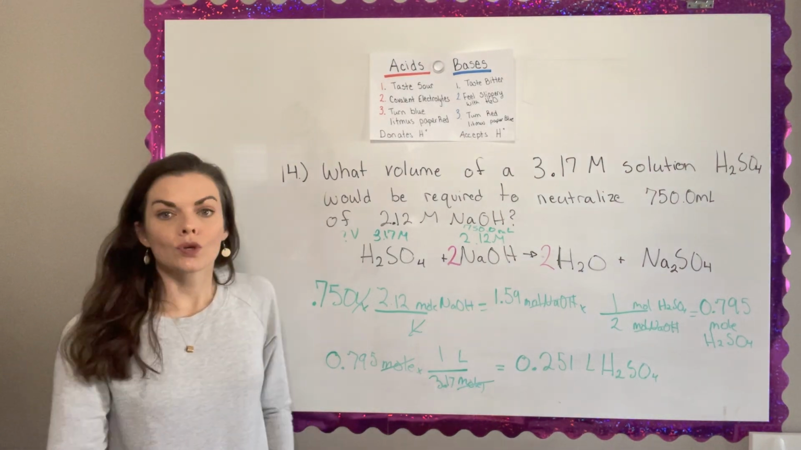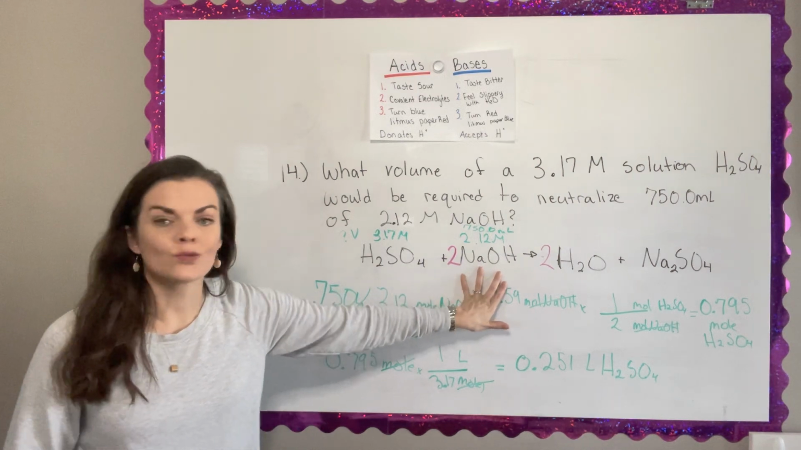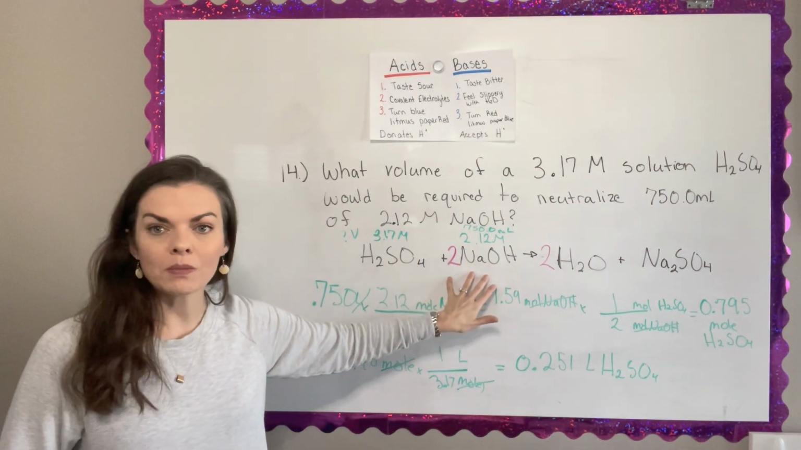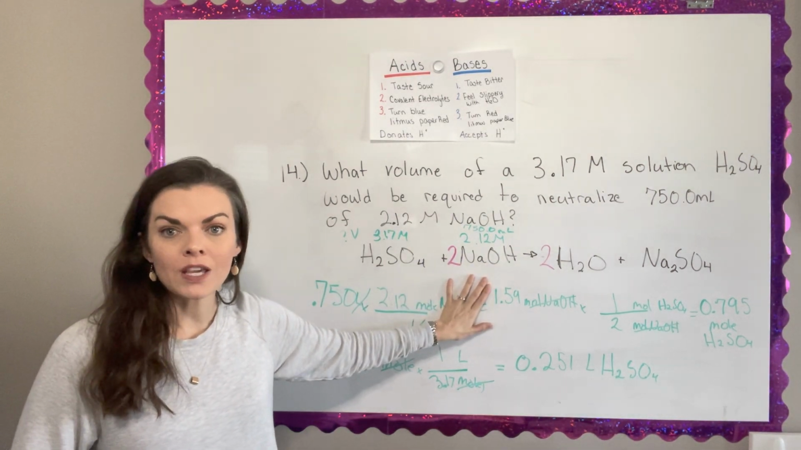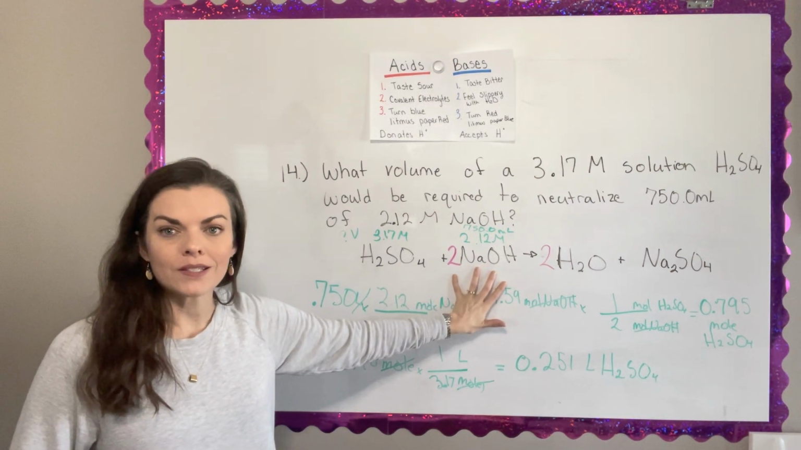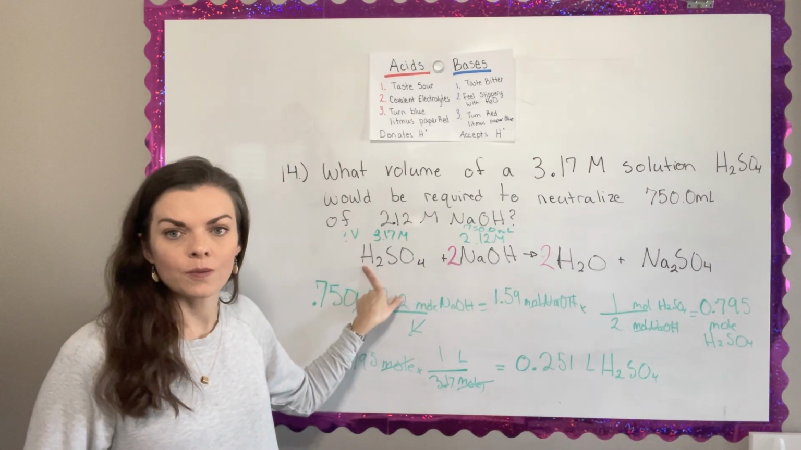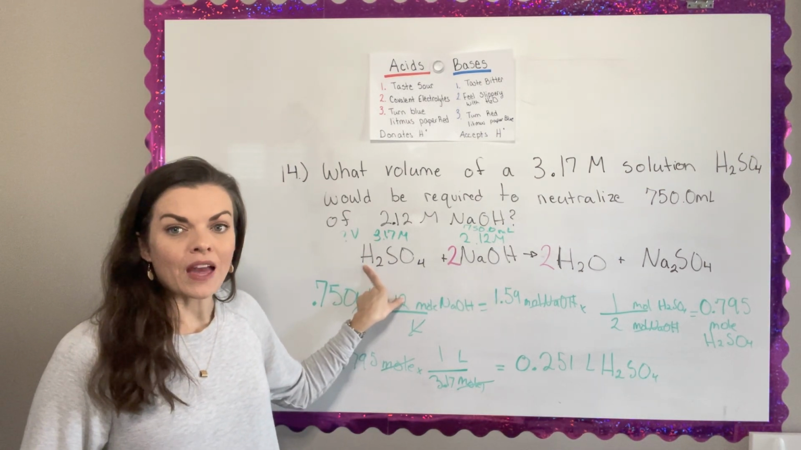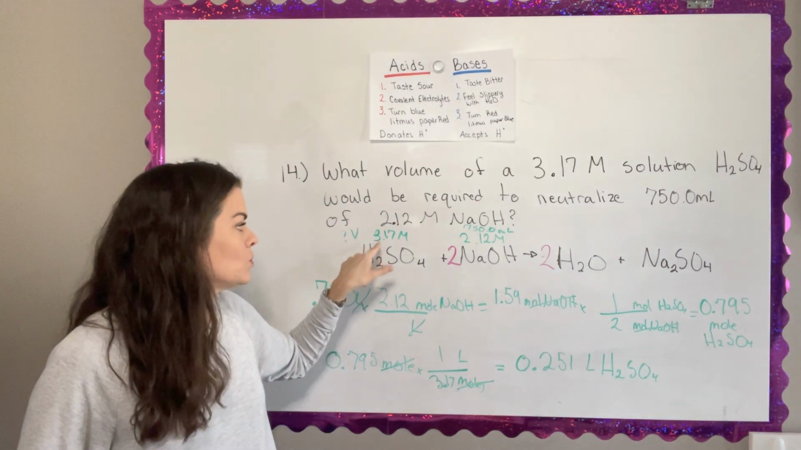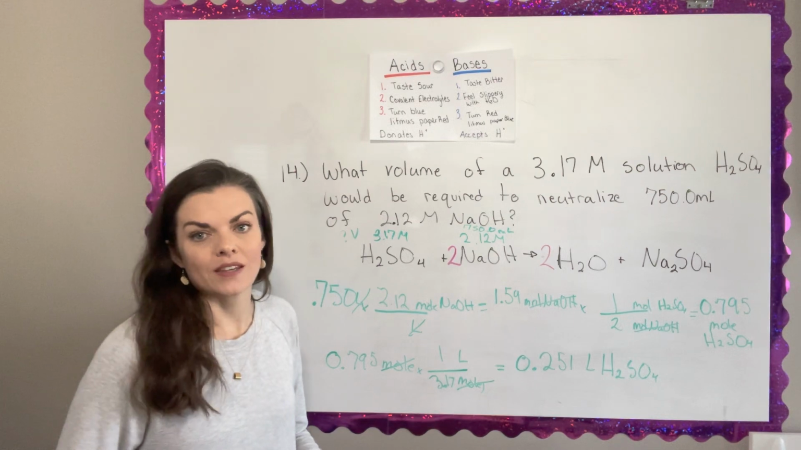So just a recap of what we did: we knew a lot of information for sodium hydroxide. So I was able to use the molarity and the volume to calculate the moles of this. Then I was able to use my balanced chemical equation to go from moles of this to moles of the acid. Once I had the moles of the acid calculated, you are then able to use the molarity to calculate the volume of the acid.